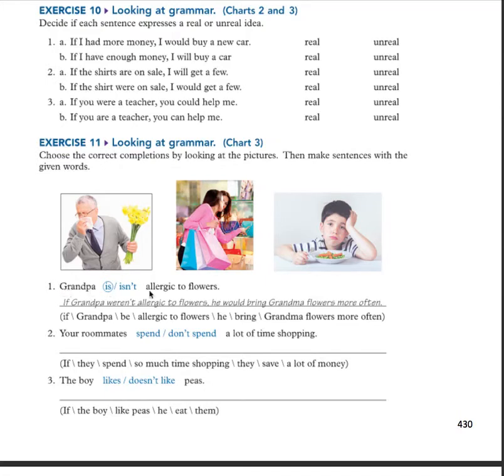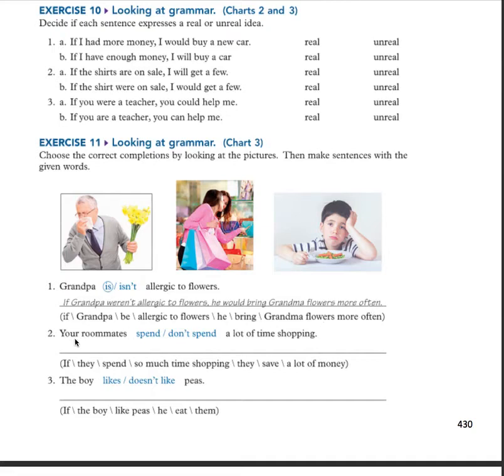Grandpa is allergic to flowers. So we choose the correct completion, is. Then we make a sentence with the given words. So here are the given words. If Grandpa be allergic to flowers, he bring Grandma flowers more often. So you say, okay, since Grandpa is allergic to flowers, we're going to do contrary to fact. If Grandpa weren't, there's your verb be, allergic to flowers, comma, the result clause, he would bring, there's your would and the simple form of the verb, Grandma flowers more often.